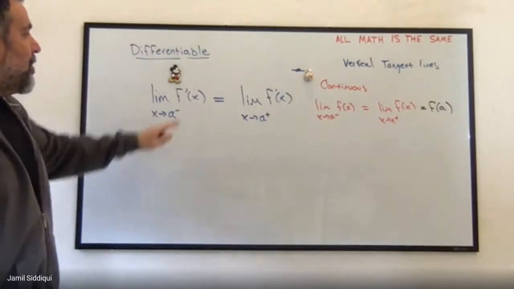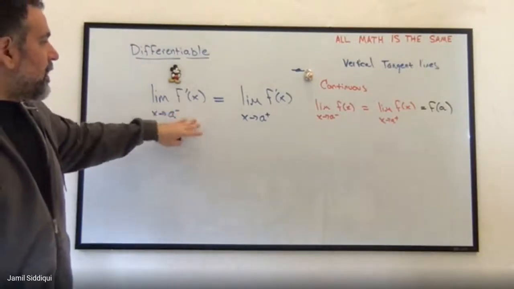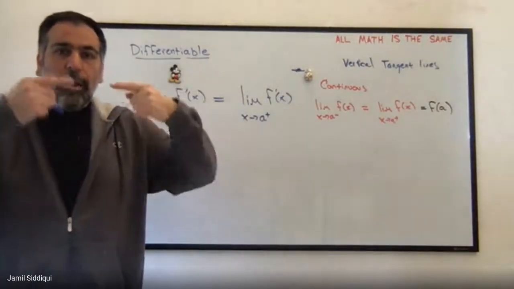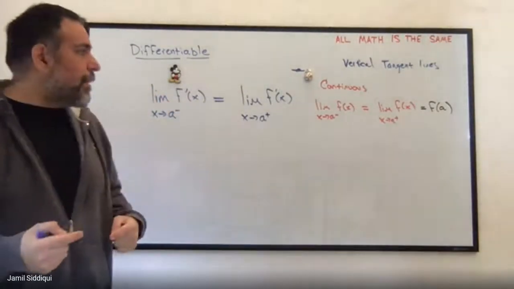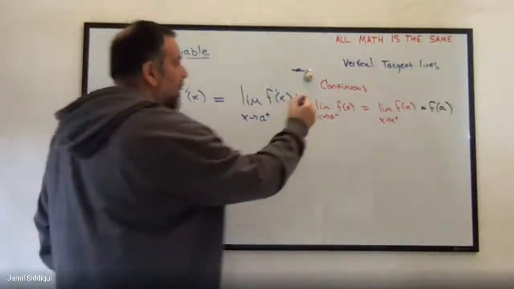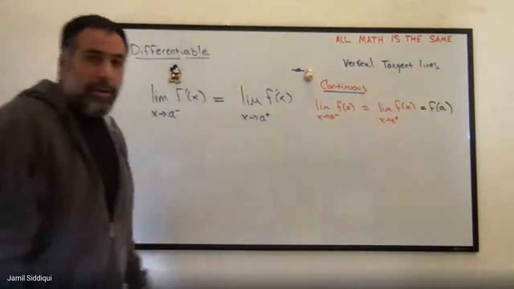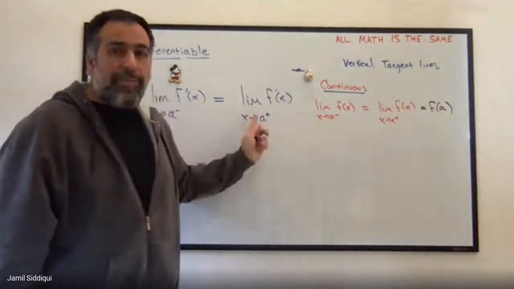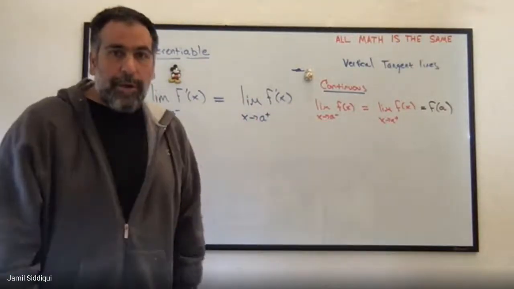If these guys are equal, our function will be differentiable. So this is really the key idea behind differentiability: when you come from the left and you come from the right, you're going to be looking at each other at that point. Keep in mind, you must have continuity to get differentiability. If you fail continuity, you don't even have to do this. You know you're not differentiable right away.